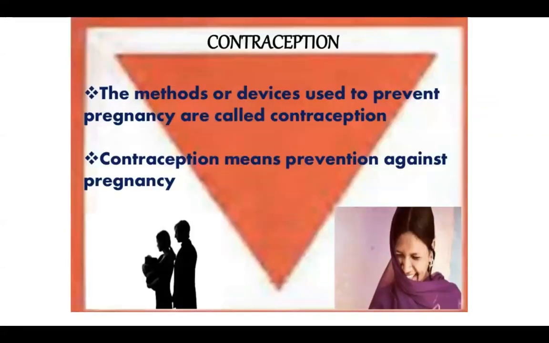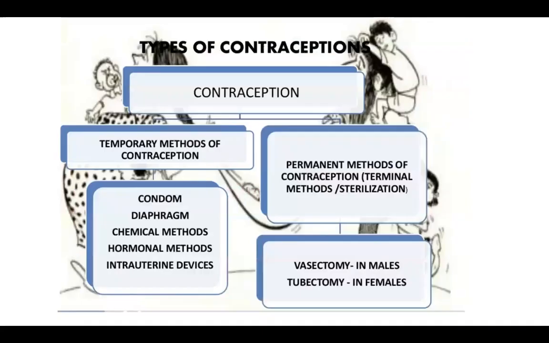Contraception. The methods or devices used to prevent pregnancy are called contraception. Contraception means prevention against pregnancy. There are two types of contraception: temporary methods of contraception and permanent methods of contraception.